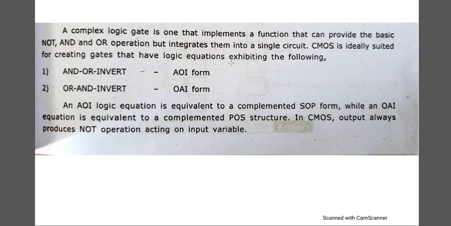Which kind of transistor are we going to use here? CMOS transistors are ideally used for getting all these combinations. We have two combinations: AND OR inverter, that is AOI, and OR AND inverter, that is OAI. An AOI logic equation is equivalent to the complement of the sum of products form, while the OAI will be equivalent to the complement of the POS that you have already known, right?